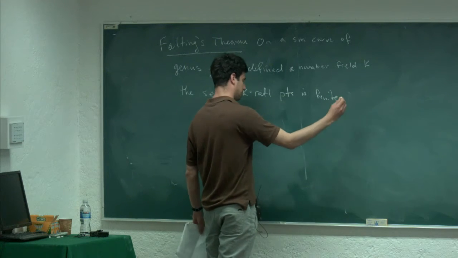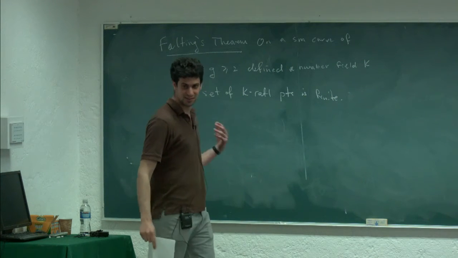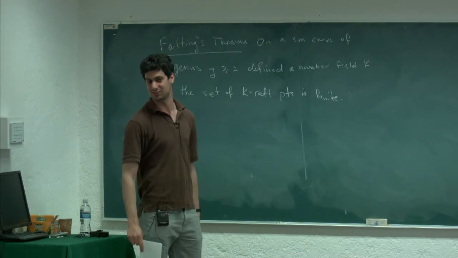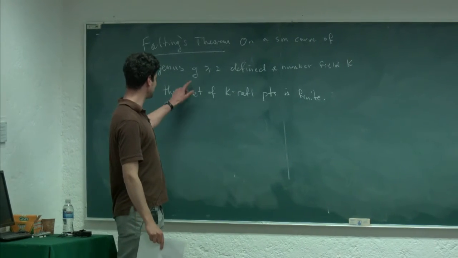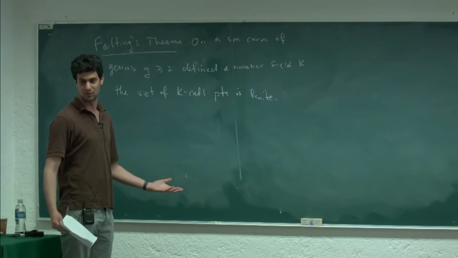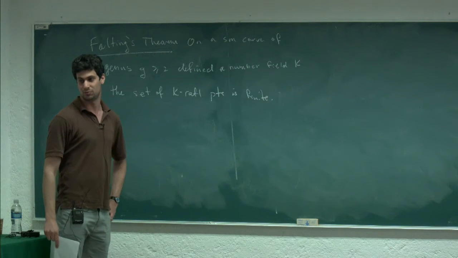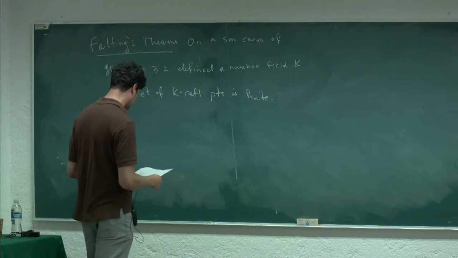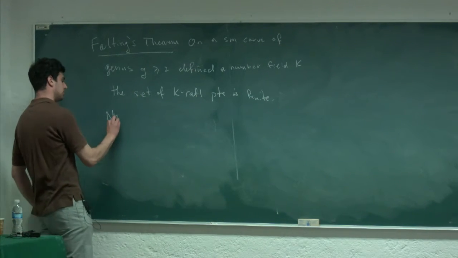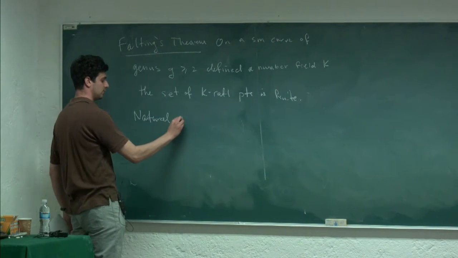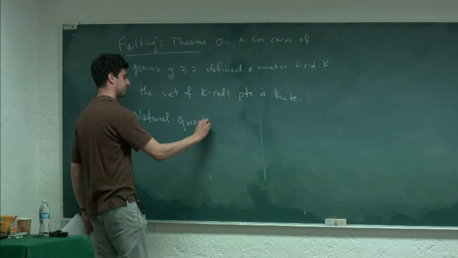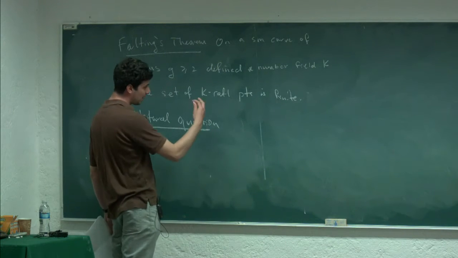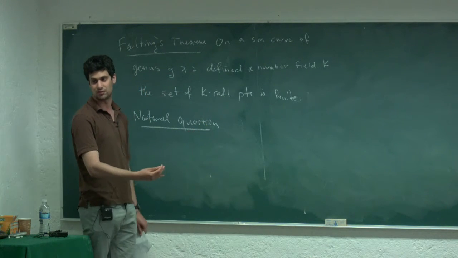Okay. Right. But of course, this doesn't tell us anything about effective bounds. It just says if I have a smooth curve of genus g greater than or equal to 2, which means a curve of general type, the number of rational points is finite. Okay. So a natural question that one could ask is what happens to this number of points as the curve varies in a family?